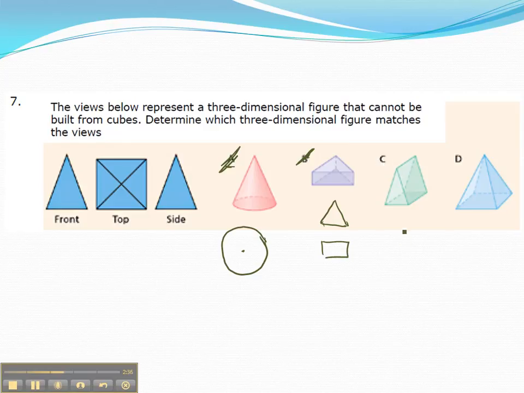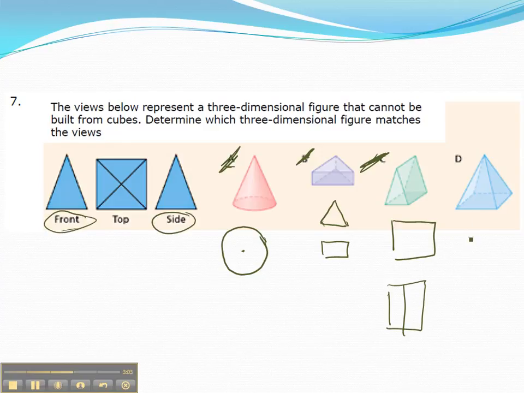For C, the front view would look like this front view, but the side view would look like a rectangle, and the top view would look like a rectangle with a line down the middle. So it's not C. C is also a triangular prism, parallel congruent triangles. D is a square pyramid, and from the side and the front we would see these views, and the top would look like a square with these diagonal lines. So it's answer choice D.